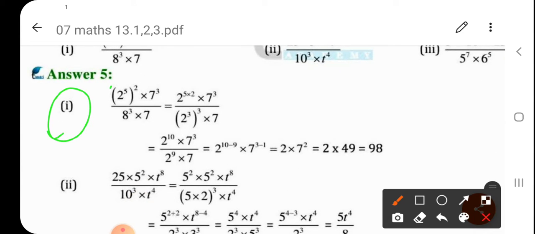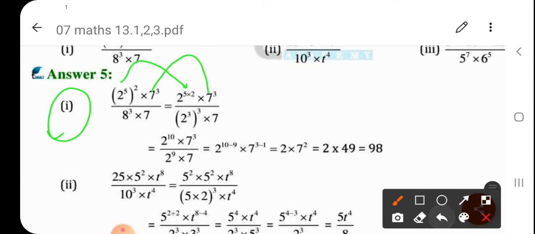What is the question? 2 raised to 5, all raised to 2. So you can see it's a power of power. What is the next step that you can do with this first term? Multiplication of the powers, 2 raised to 5 into 3. Then 7 raised to 3 as it is. Then 8, that you can write as 2 raised to 3.